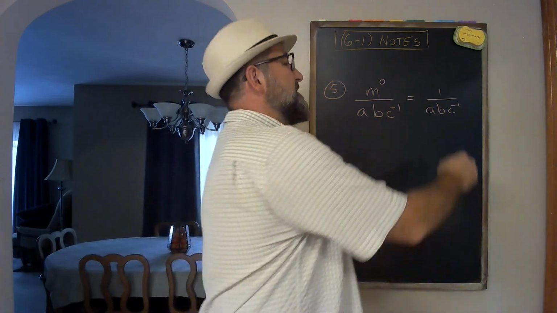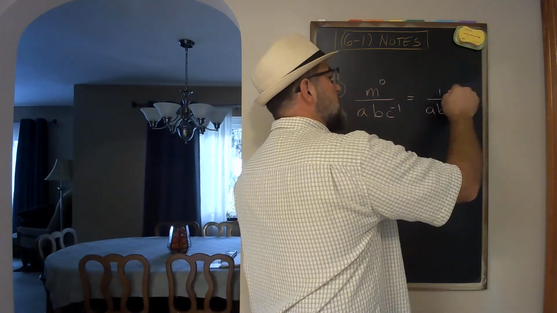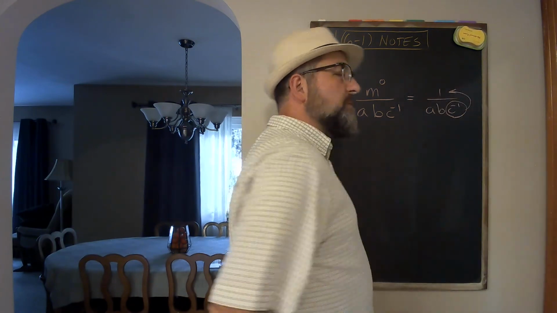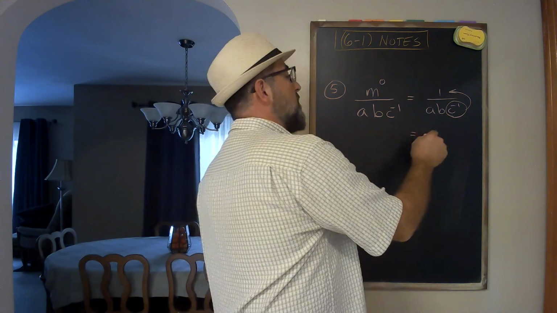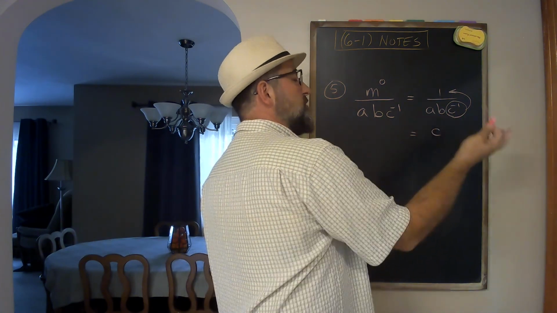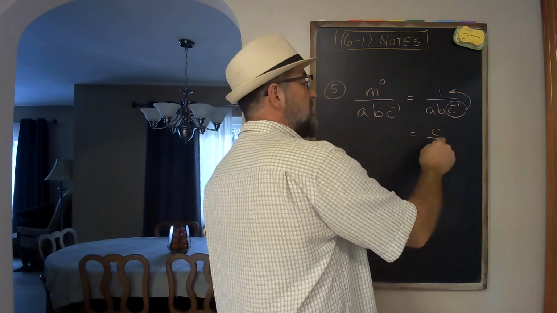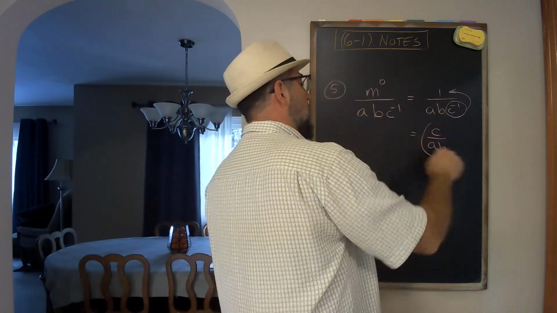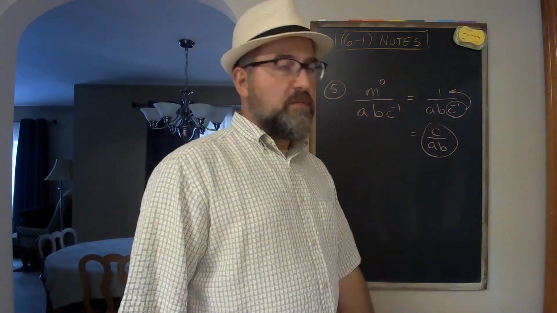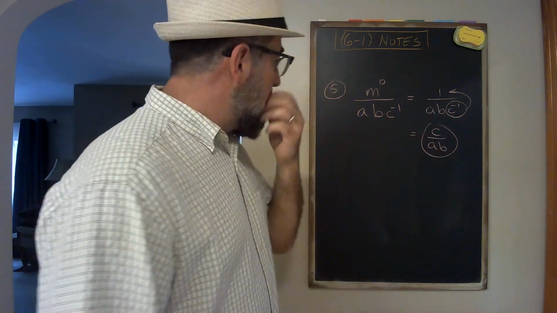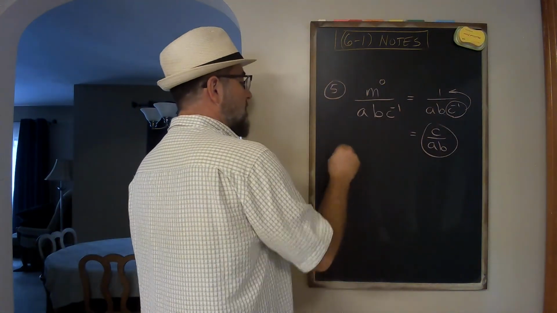Hey, we've got a c that has a negative 1 exponent. That's going to be repositioned. Since it's in the denominator, it's going to be repositioned to the numerator with a positive exponent. So it's just going to be c to the 1, which we don't write to the 1. We just write c, and those a and b's are going to stay where they are. And we're done. Those don't move because those don't have negative exponents. They stay exactly where they are.